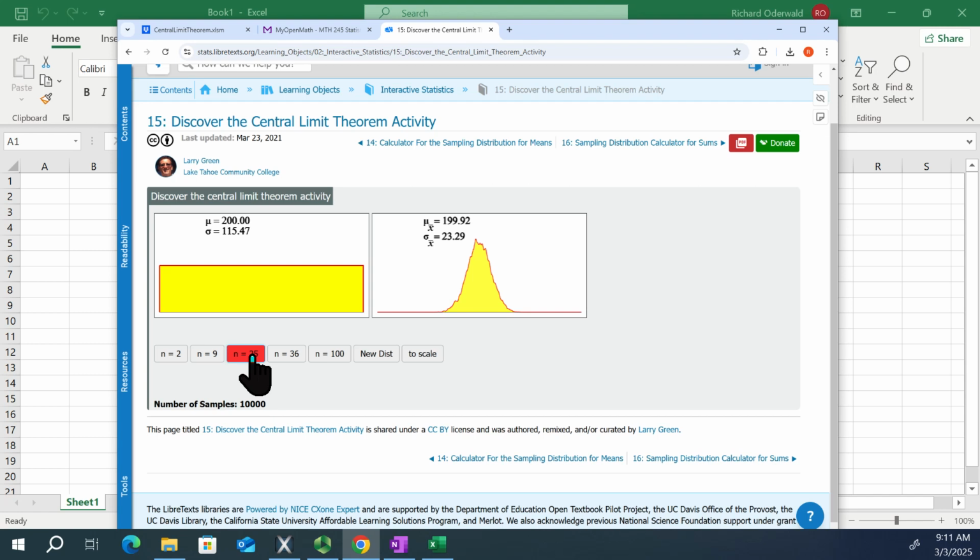So this is what I started with. This is what the individuals look like. A uniform distribution, no pattern in it, but when I do sample averages, I get this shape. This is individuals. This is averages. So this is the distribution of individuals. This is the distribution of averages.